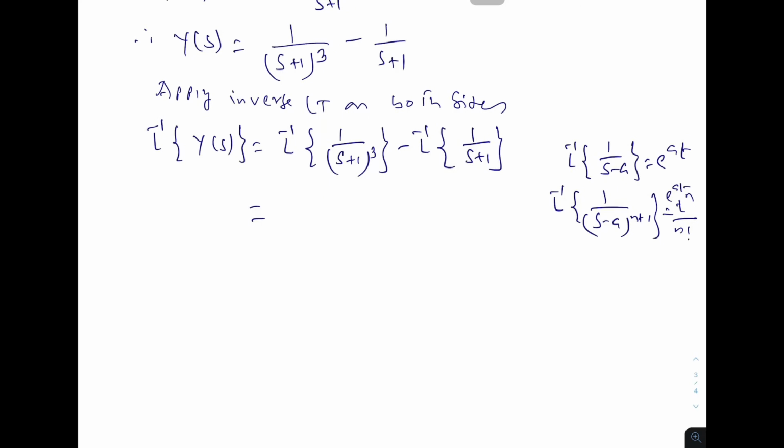So this is equal to, (s plus 1) cube, so this is e power minus t, t square upon 2 factorial, so that is 2, and minus the inverse Laplace transform of 1 over (s plus 1). So this is e power minus t. So that is the answer. And this you must write: the inverse Laplace transform of Y(s) is nothing but y of t.